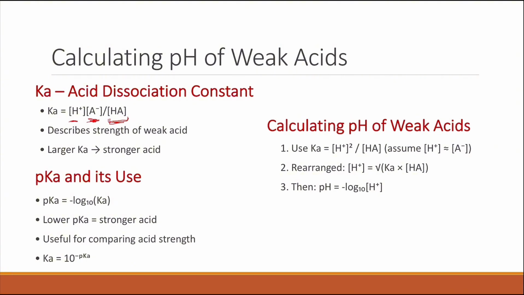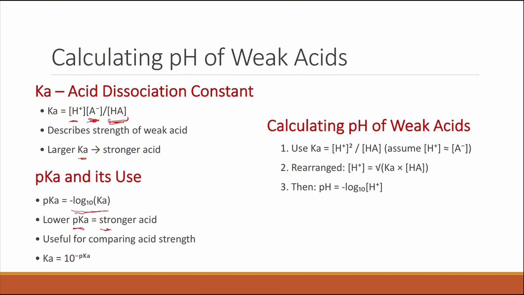So normally, if the Ka is a larger value, that means we have a higher hydrogen ion concentration, which means that the acid is a stronger acid. So the pKa and its uses: we can calculate the pKa in the same way as the pH, which is minus log 10 of the Ka. The lower the value of the pKa means the acid is stronger, and it's useful for comparison between different acids and their strengths. So the lower the value of the pKa, the stronger the acid.